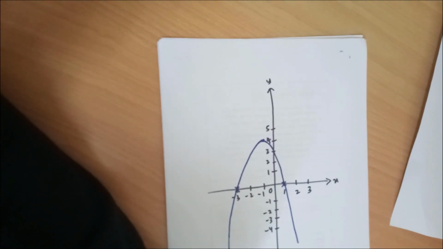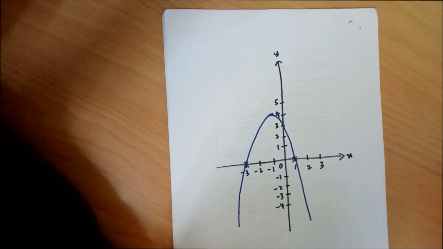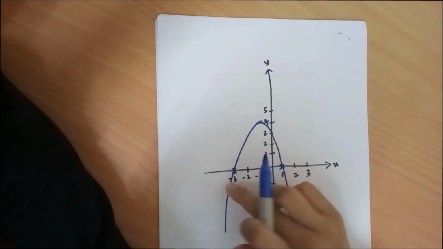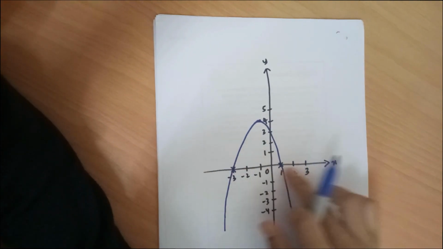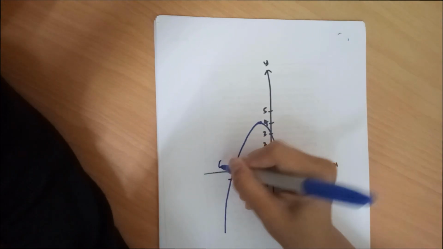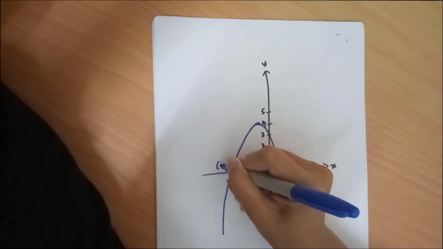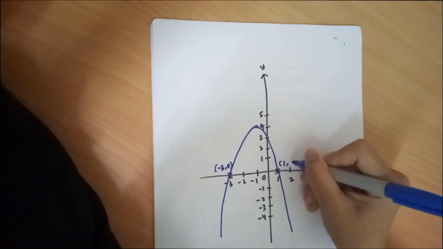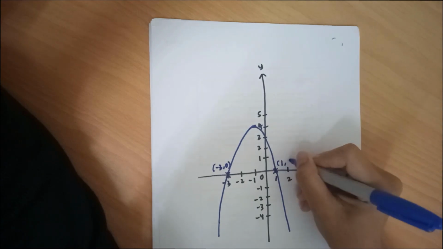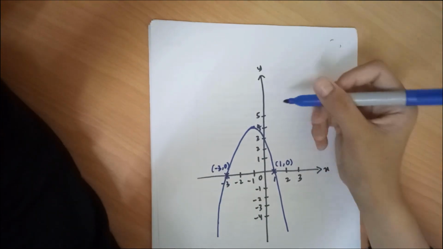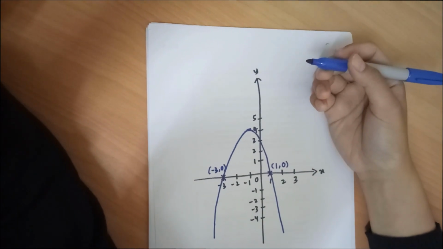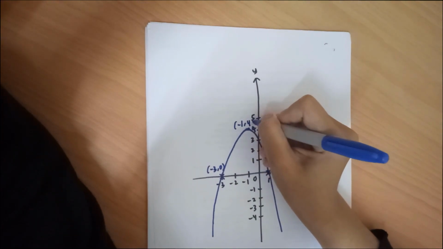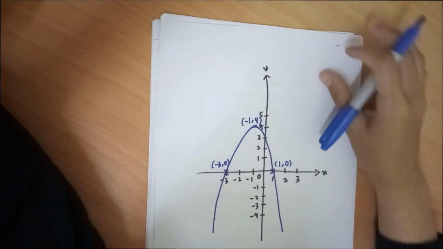Okay, then wait, I forgot to put the points and the coordinates. So at the x-intercepts on the x-axis, we should put (negative 3, 0) and (1, 0). Okay, so the maximum coordinates is (negative 1, 4). And so the graph is done.